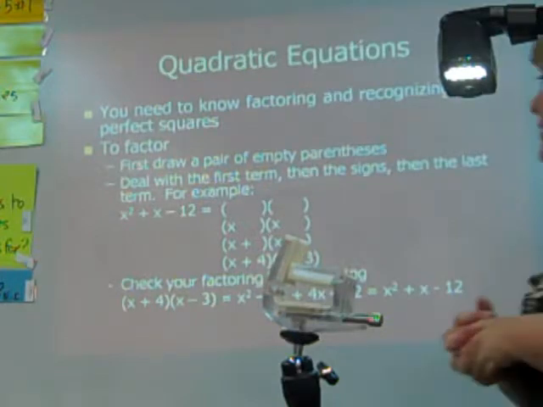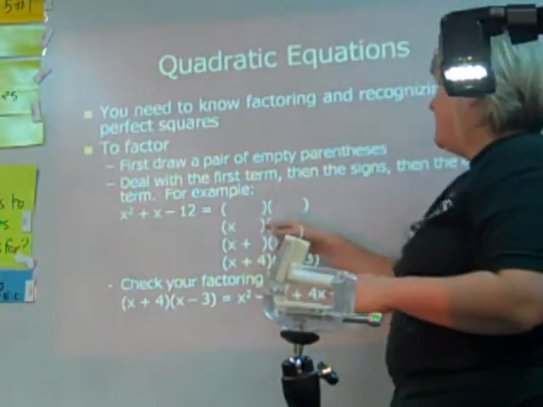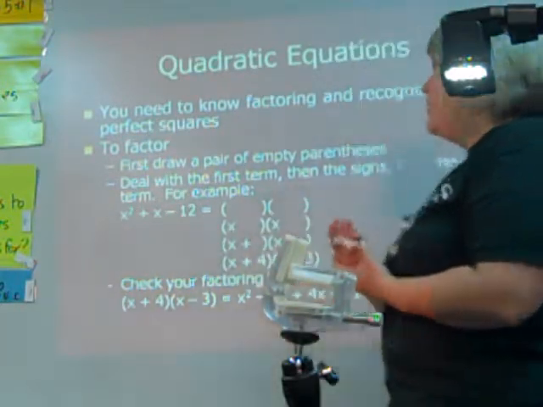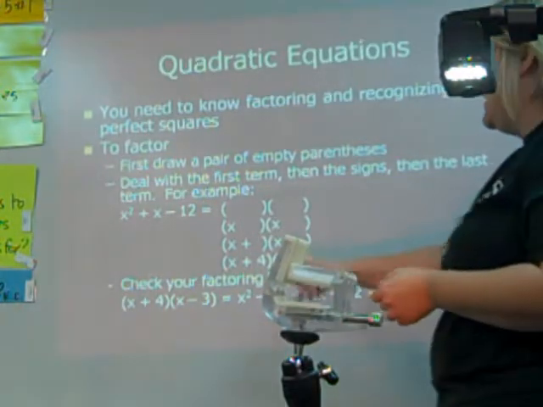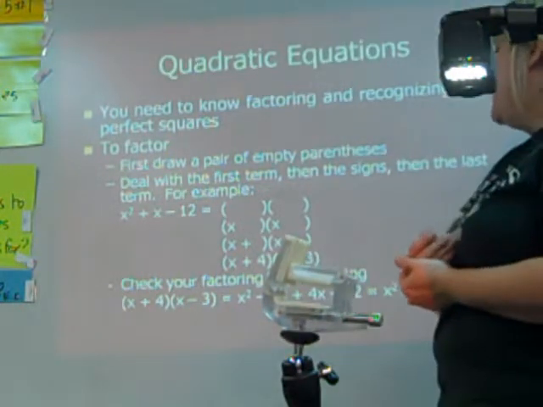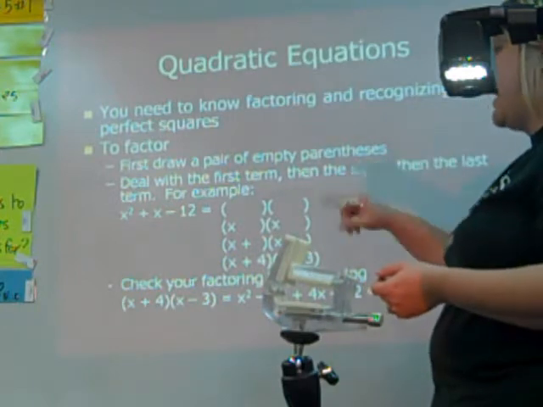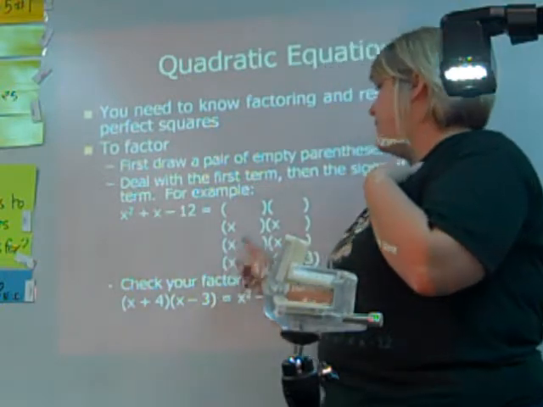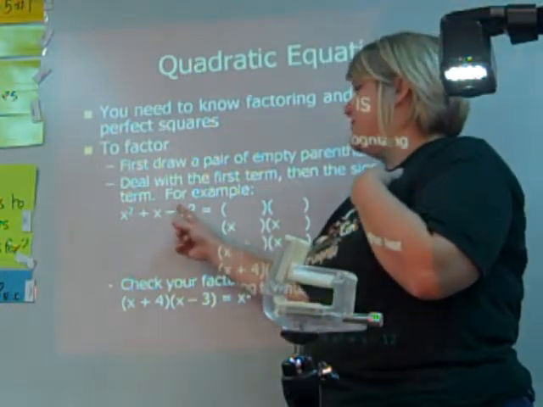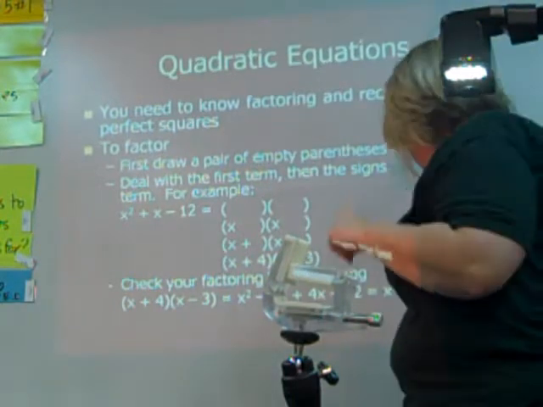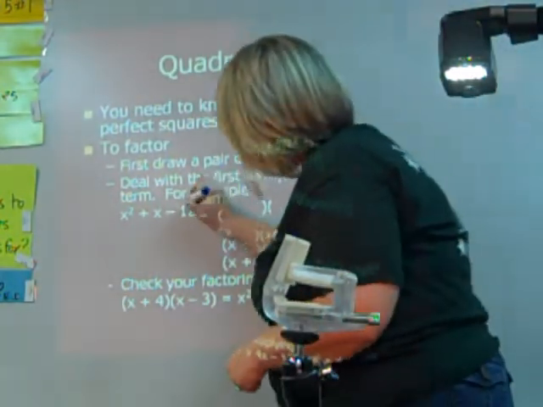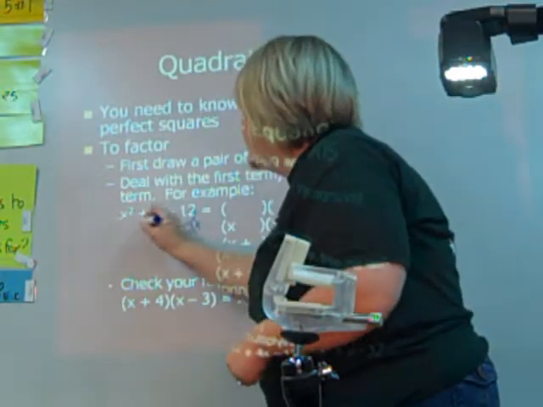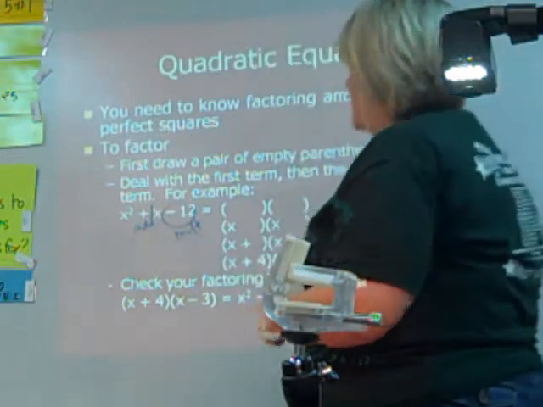So to factor, you're going to first draw a pair of empty parentheses. Deal with the first term. It's normally going to be pretty easy to figure out what will give you x squared. So to get x squared, we need x times x. And then you deal with the signs, and on the next slide we'll talk about how you know the signs that you should use. But if the last sign is a negative, your signs are different. If the last sign is a plus, your signs are the same. So the key is we're trying to multiply to give this number here, and add to give this number here. And that's an understood one.